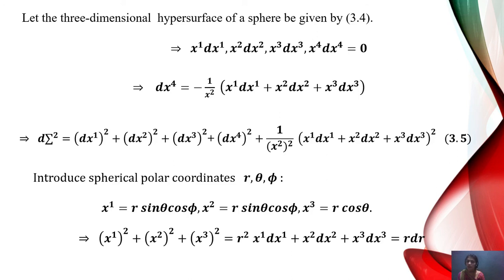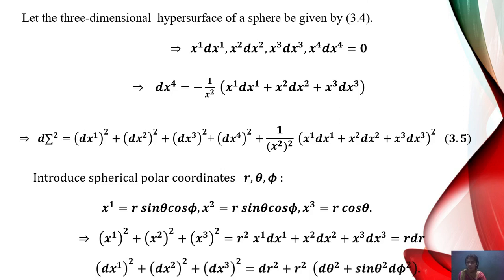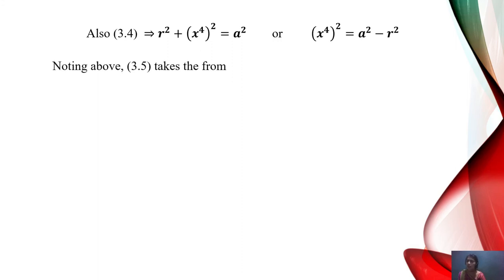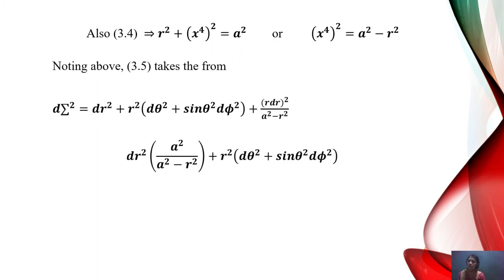Okay, x1 square plus x2 square plus x3 square will be considered as r dr. Okay, in this form, for solving the equation, also from equation 3.4, r square plus x to the power 4 whole square equals a square, which means x to the power 4 whole square equals a square minus r square. Then take the equation, that is, d gamma whole square equals dr square plus r square d theta square plus sin square theta d phi square plus r dr square upon a square minus r square. And put in the value of this.